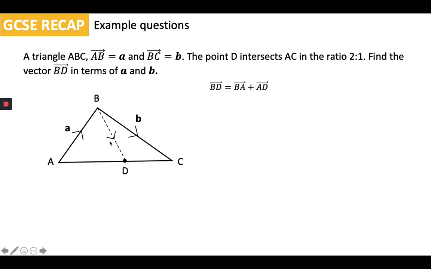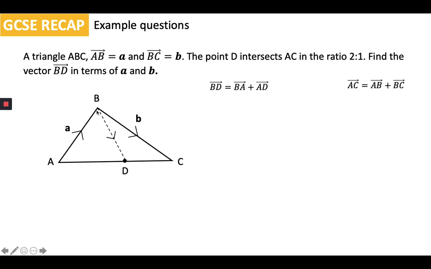Now straight away I can tell what BA is. I should know that this will just be negative A, and that's useful for me. But I don't yet know what AD is. I've not got any information about that yet. So I need to think about how I can find AD. And I've been given this ratio, so I first need to find what AC is. So just to one side, the way I'm going to work it, AC is equal to AB plus BC.